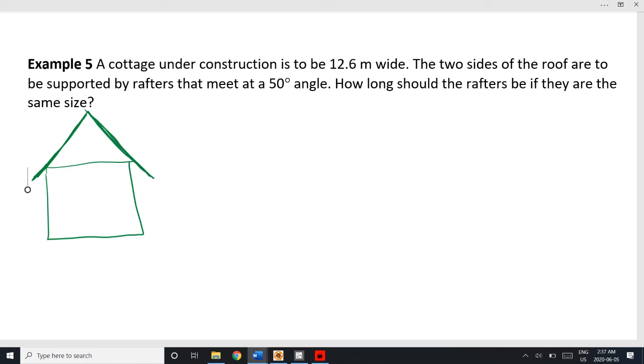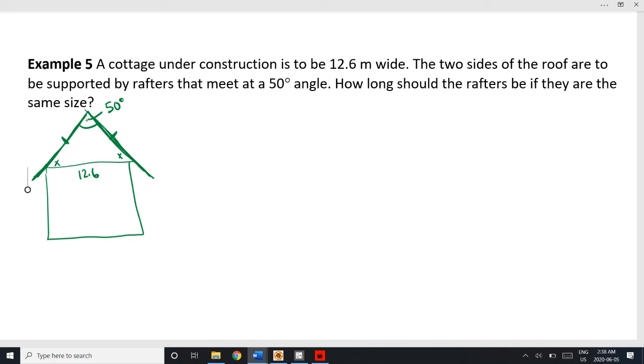And we know the house is 12.6 meters wide. And we know the two rafters meet at the top at an angle of 50 degrees. Okay, so we want to figure out how long these rafters are, and again, these rafters are equal in length. So we can see we have one angle here, and we have the associated side, but we don't have any of the other angles. How could we figure this out? Well, one of the clues is that this is an isosceles triangle, where the two sides here are equal.